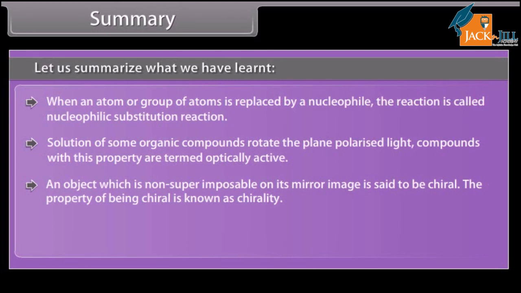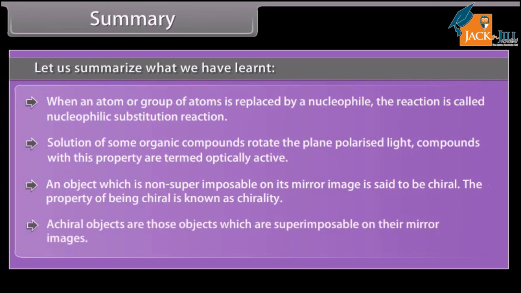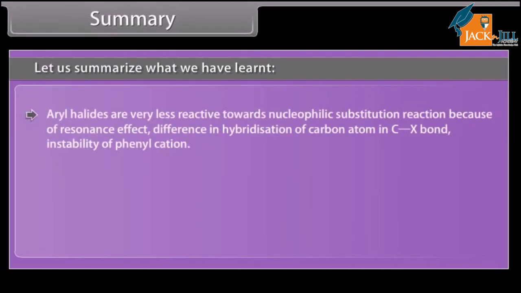The property of being chiral is known as chirality. Achiral objects are those objects which are superimposable on their mirror images. Aryl halides are much less reactive towards nucleophilic substitution reactions because of the resonance effect, the difference in hybridization of the carbon atom in the C-X bond, and the instability of the phenyl cation.